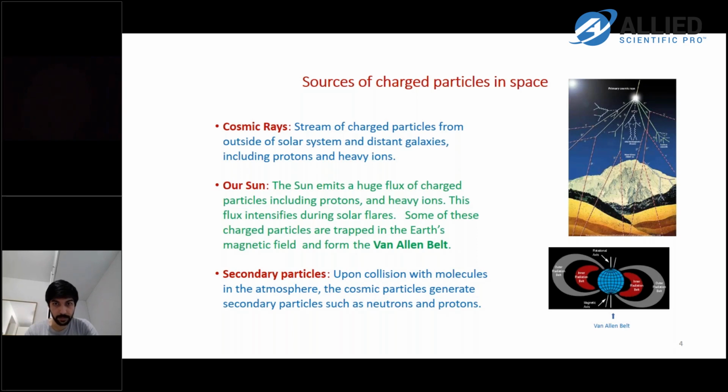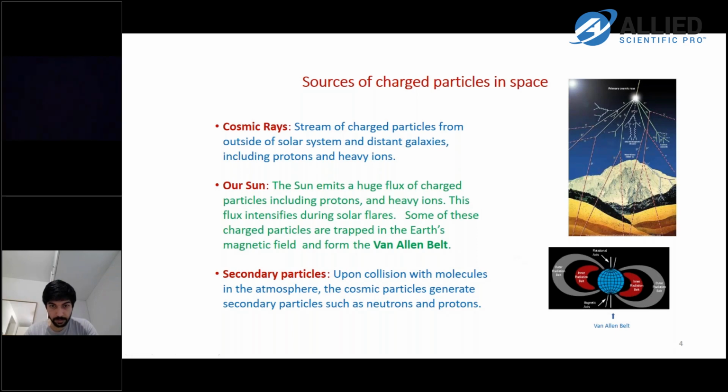The other source of charged particles is our sun, which emits a huge flux of charged particles, which include protons and heavy ions. And these especially become more intense during solar flares. Some of these charged particles are trapped in the Earth's magnetic field in Van Allen belts, as you can see in this picture at the bottom, and they rotate constantly around the Earth. When a satellite is launched, it has to pass through these belts and get bombarded by these charged particles.